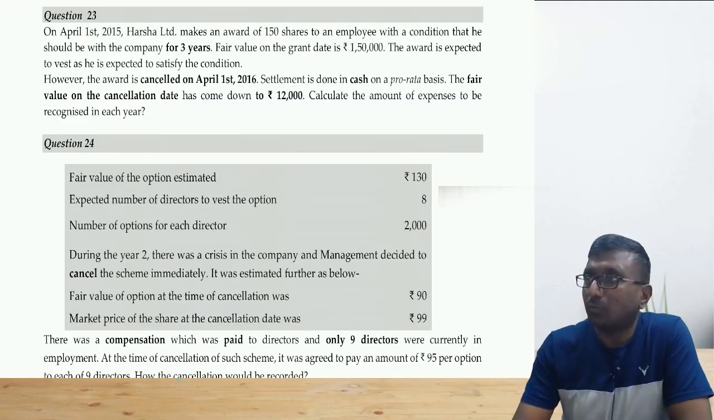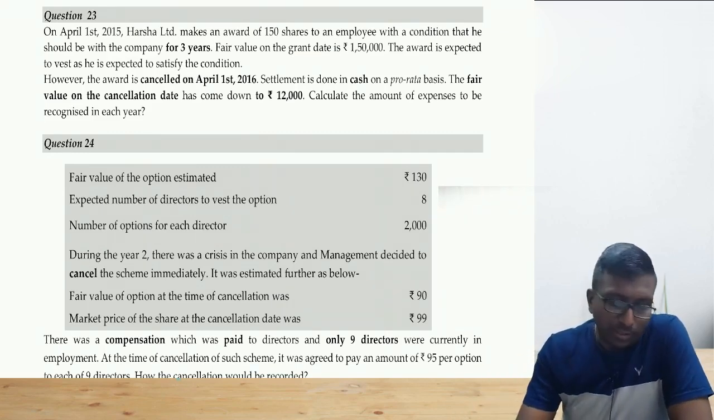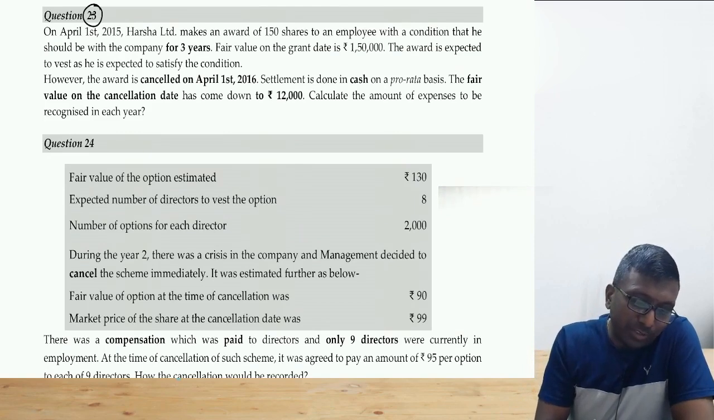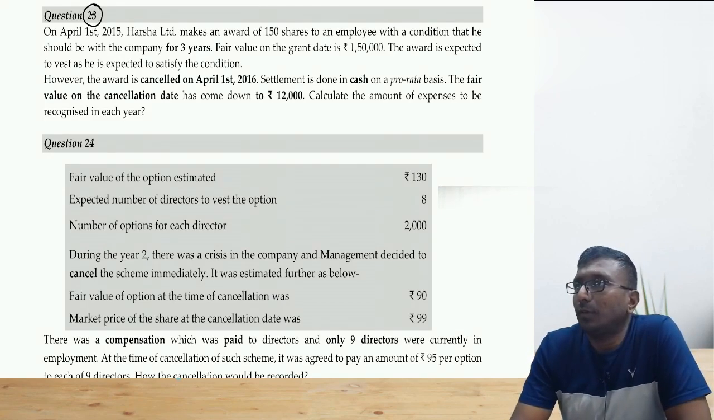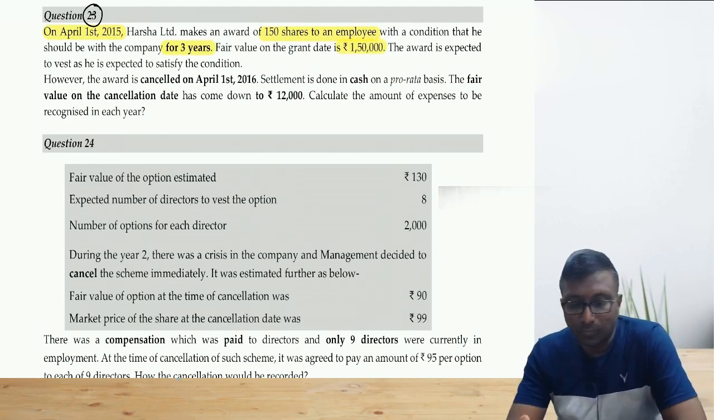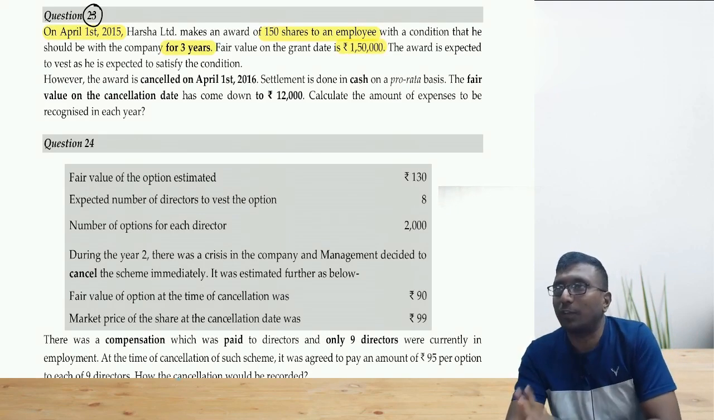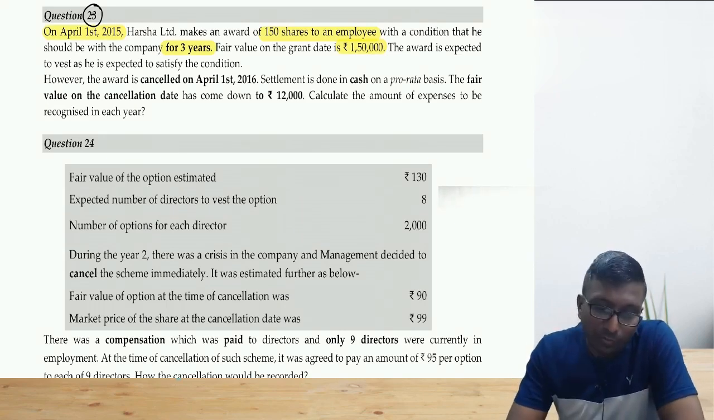Let us handle this sum. Question number 23, 24 related to cancellation. Right? So, question number 23. On April 1st, 2015, Harsha Limited makes an award of 150 shares to an employee with a condition that he should be there for 3 years. Fair value of the grant is 1,50,000. Grant date fair value is 1,50,000, not per option. This is the total fair value, all 150 shares together.